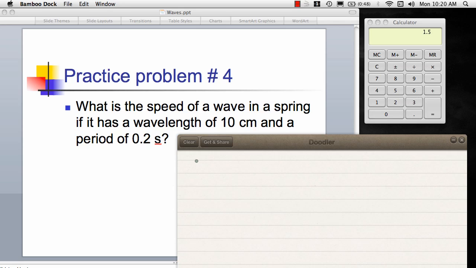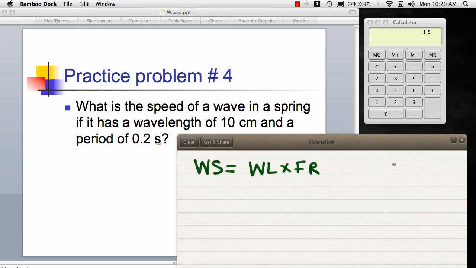So we have our wave speed equation that we've been using all along. Wave speed is equal to wavelength times frequency. The problem doesn't have any units of frequency. It says a period and a wavelength. So we know our wavelength, it's 10 centimeters, and we don't have a frequency. Nothing there is in units of hertz.